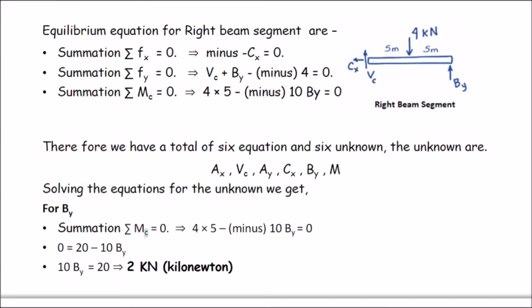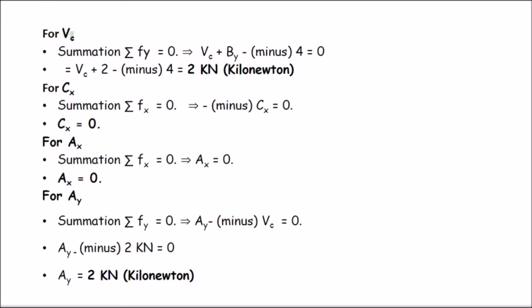Summation MC equals 0. 4 times 5 minus 10 By equals 0. 20 equals 10 By, so By equals 2 kilonewton. For Vc, summation Fy equals 0. Vc plus By minus 4 equals 0, so Vc equals 4 minus 2, which is 2 kilonewton.